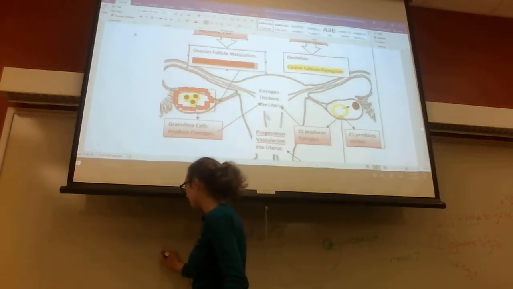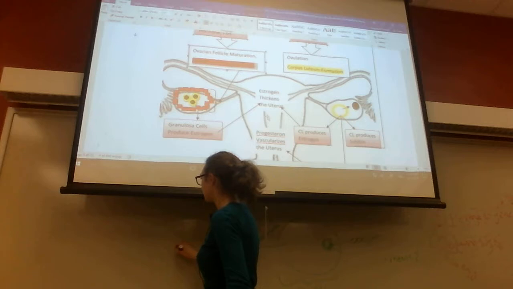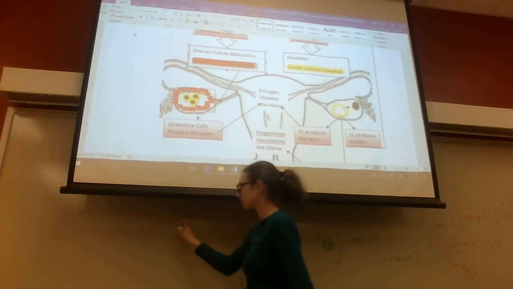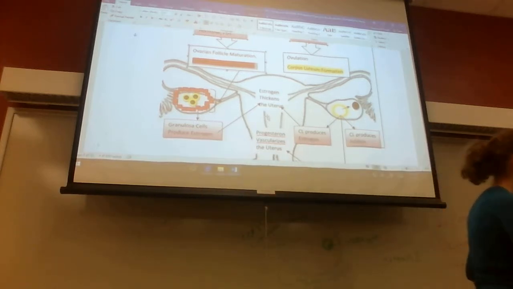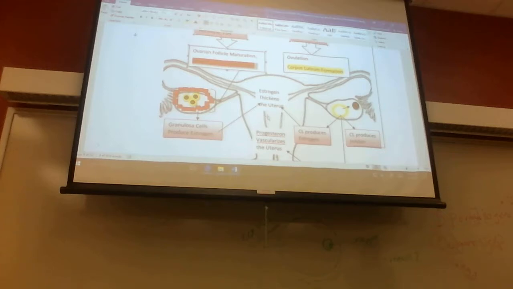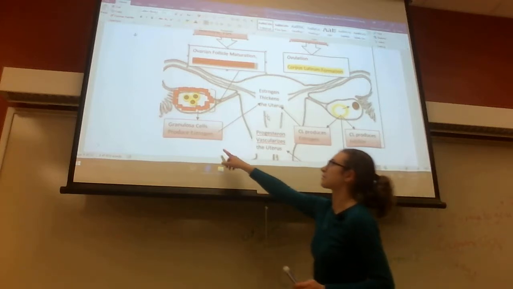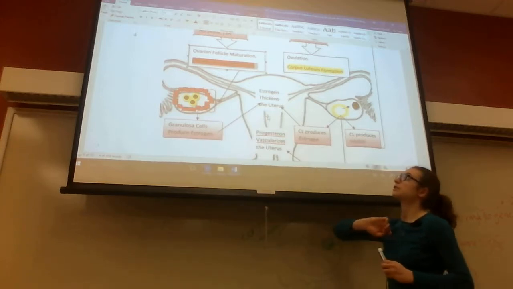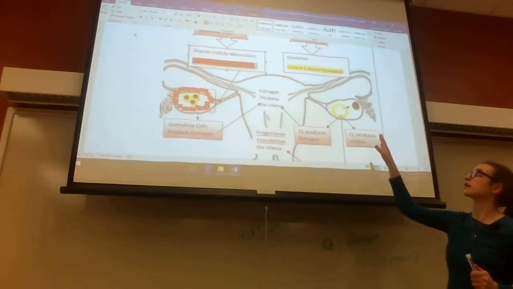this is our ovary, and this layer is going to get thicker on the outside. Granulosa cells also then produce estrogen, but we don't need to worry about that too much. I'm just trying to talk about follicle-stimulating hormone and corpus luteum.